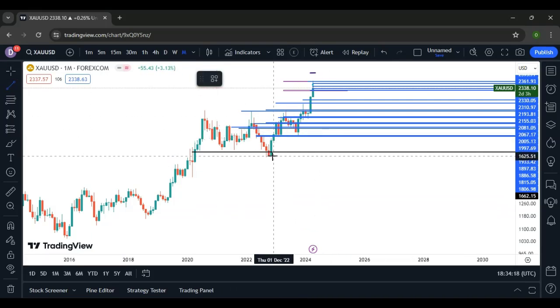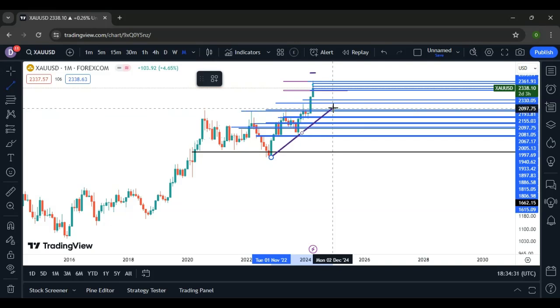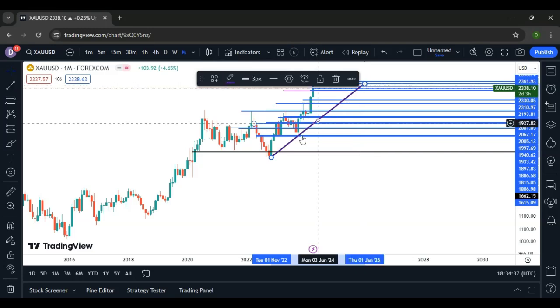This was the first support. This is second support. Identify the two most outermost parts and connect them. You're drawing it from the wick, not from the body of the candle. Now draw it like this. This is it.